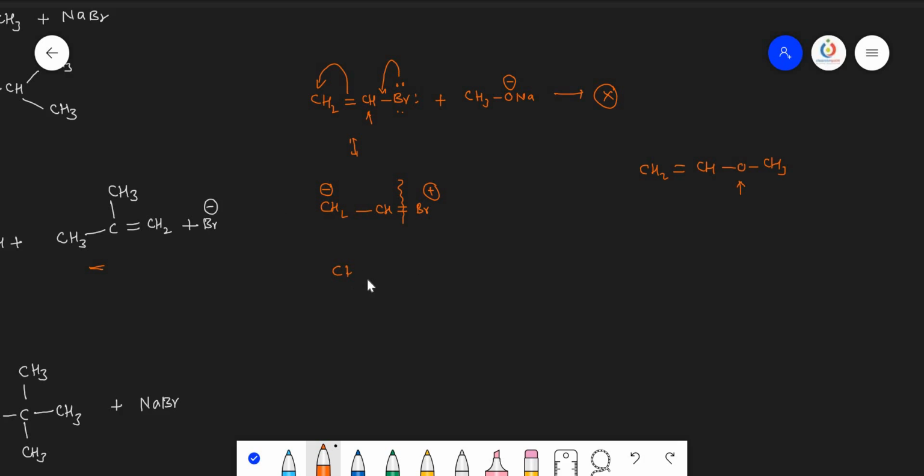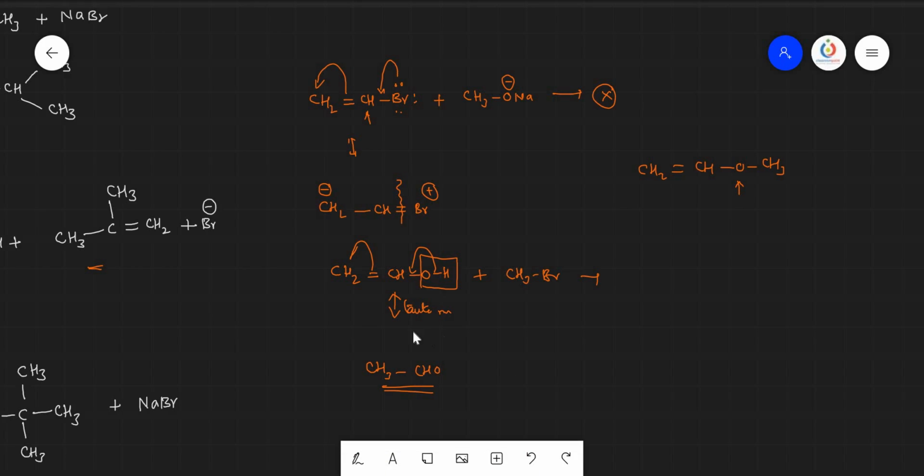And you may ask the question, sir, what about taking it like this? Alcohol plus CH3Br. This is also not possible. Why? Because here the OH group is bonded to the sp2 hybridized carbon. So when this type of combination is there, it immediately participates in tautomerism. So finally it gives CH3CHO, an aldehyde. So there will be no alcohol. So that is the reason why this type of combination is not possible.